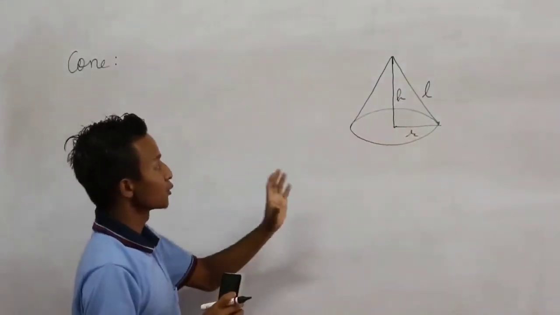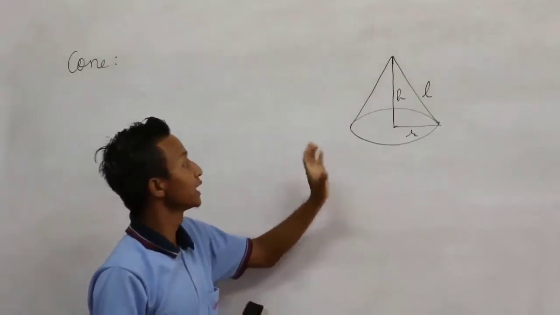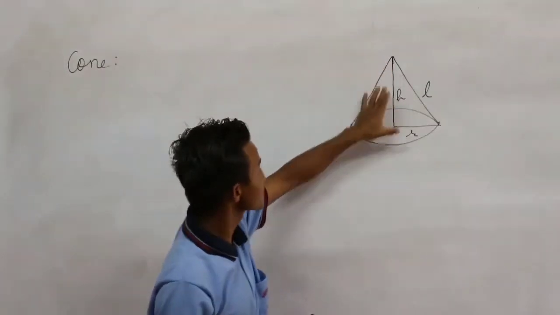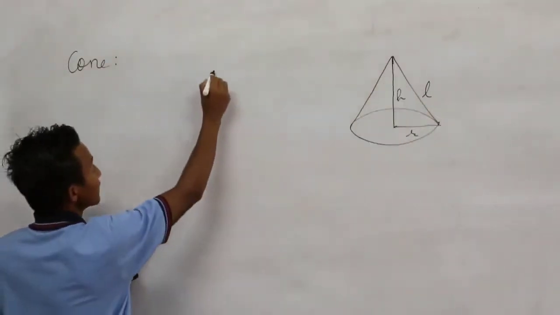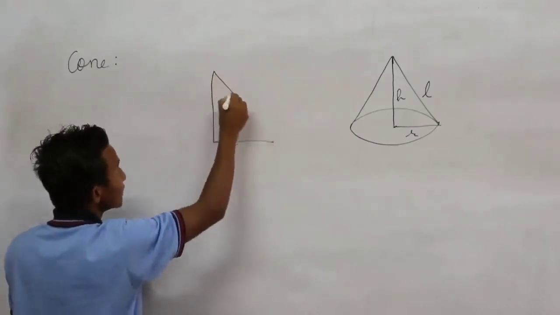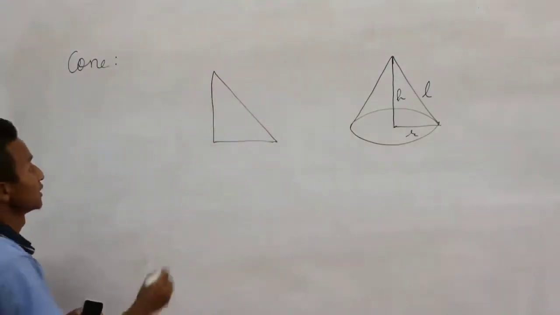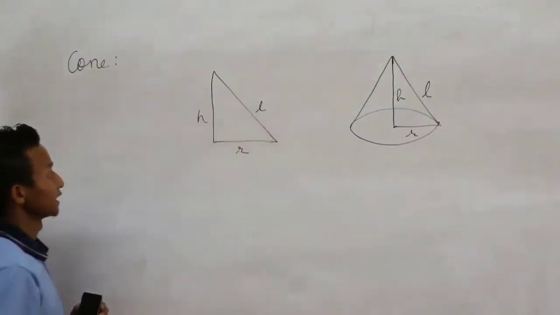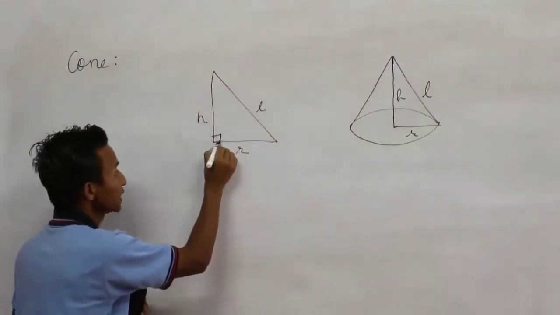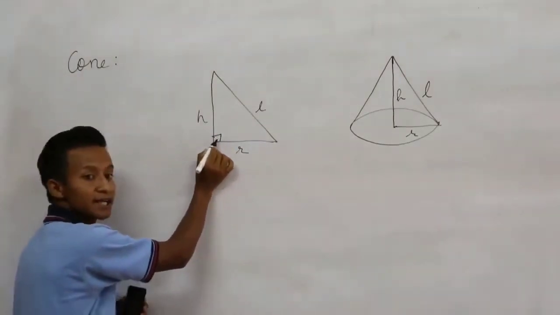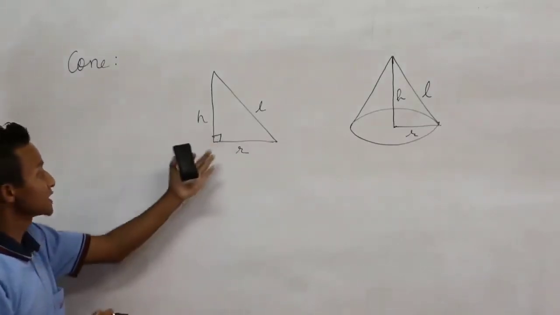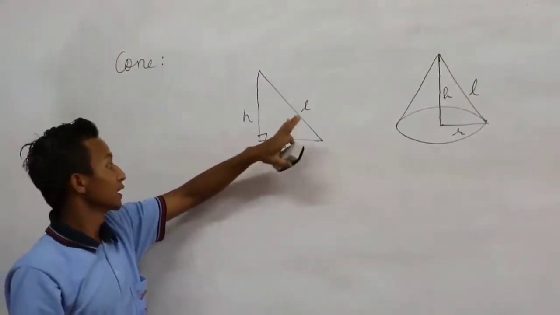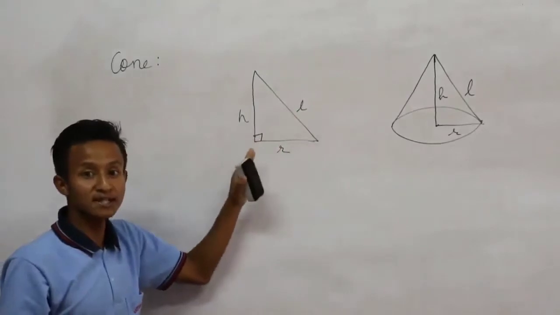Now, first I'm going to find the relation between the slant height, the height, and the radius. Let me consider only this part. I got something like this. So this is the radius R, this is the slant height, and this is the height. So this is a perpendicular line. So the angle here is 90 degrees. So this is a right angle triangle. So I'm going to find the relation between L, H, and R using Pythagoras theorem.